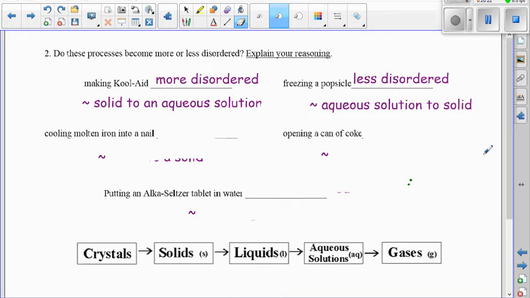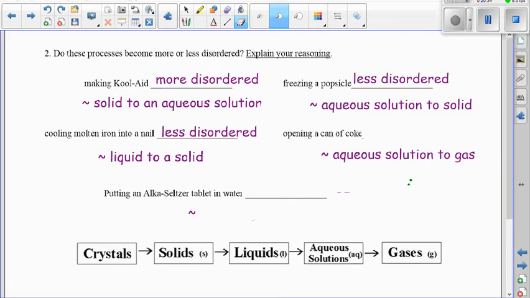Pretty good. Colin Howard, going from molten iron into a nail. Less disorder because it's cooling. What phases are we going to? Liquid to solid. Yeah, you got it. Definitely less disordered. And opening a can of Coke. It's more. I agree. Because we're going from aqueous to a gas. Remember, there's no gas in Coke, but if you crack it open, immediately you get that gas coming off, okay? That decomposition reaction. Aqueous to gas for sure.